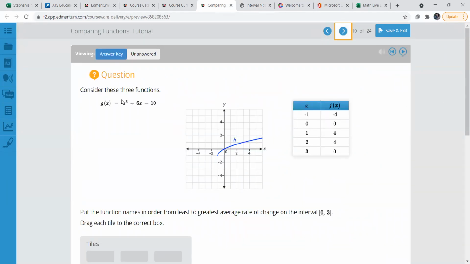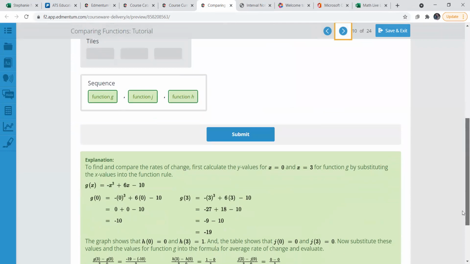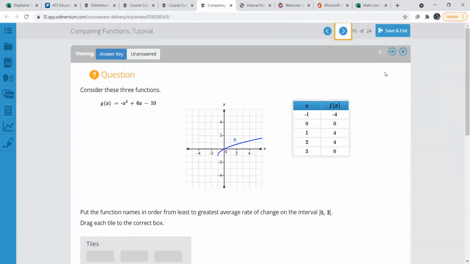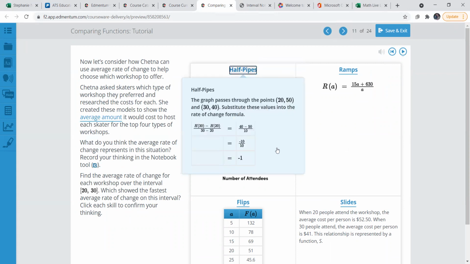Okay, so we have three functions here. We have the equation, we have the graph, and we have the table. So then what you do is we put them in sequence, and here's kind of how you solve them. But I'll have you figure out the rest of the question on your own. But here's an example of a half pipe. The graph passes through the points at 20, 50, 30, 40. Substitute these values into the rate of change formula.